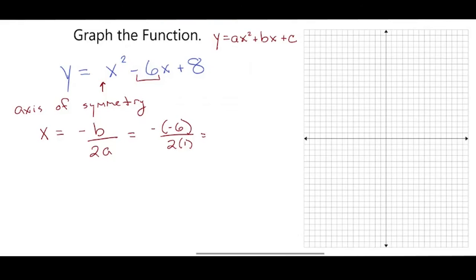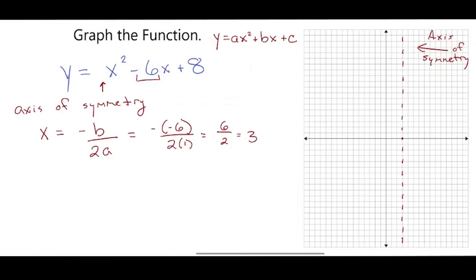So now I have negative 6, that's positive 6. 2 times 1 is 2. 6 divided by 2 is 3. So that means that my axis of symmetry is where x is equal to 3. So right there, I will make a dotted line where x is equal to 3. And that is called our axis of symmetry.